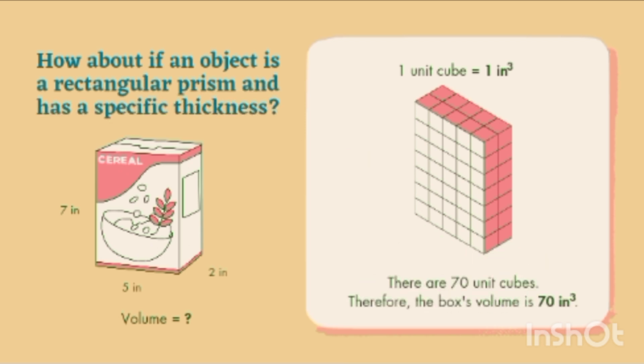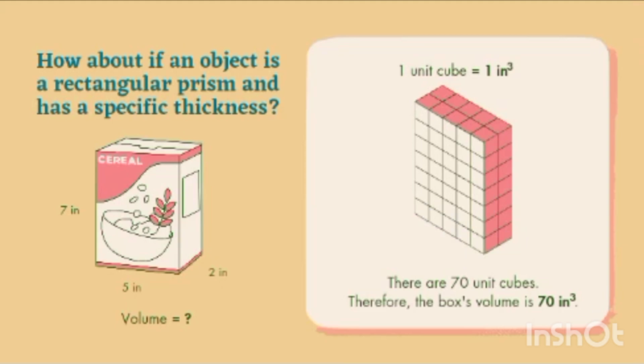Okay, then how about if an object is a rectangular prism and has a specific thickness? In this case we are going to use the volume formula, which is length into breadth into height. So this is our length, this is our breadth, and this is our height. We are just going to multiply all of them, and whatever we get is our volume.